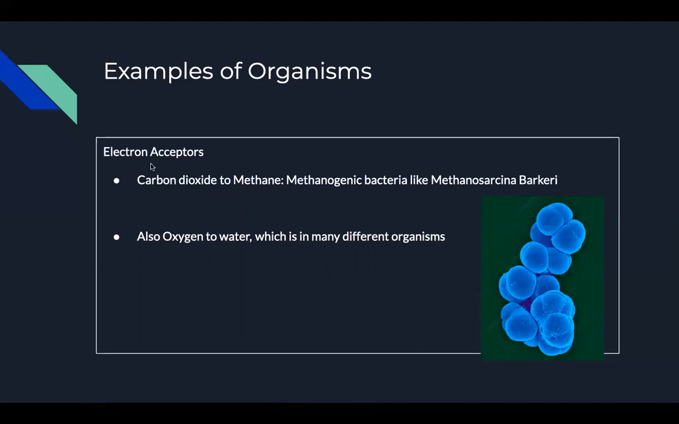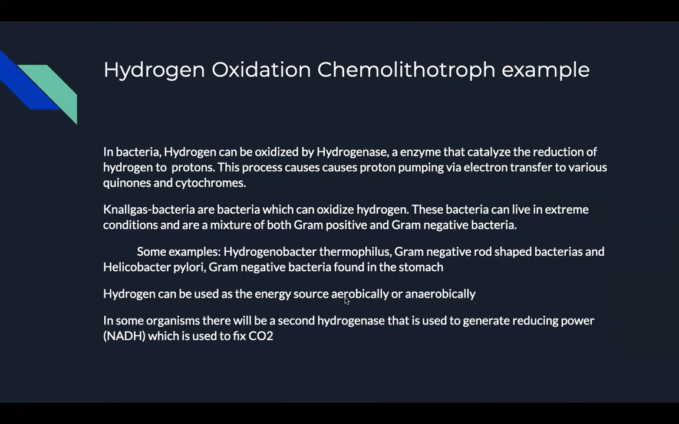Examples of organisms, these are the electron acceptors, and this would be the methanogenic bacteria, like Methanosarcina barkeri. This would be carbon dioxide to methane, and also oxygen to water, which is in a wide range of different organisms. So two examples of two processes.